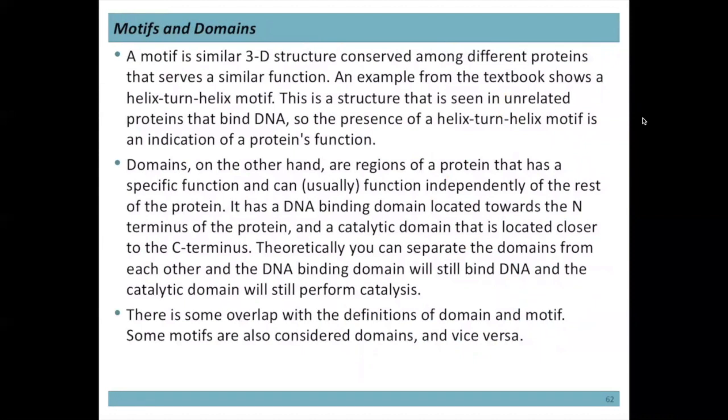I'll let you read this on your own if you want to, but it's really a description of the difference between motifs and domains. So motifs, again, are just structural features. Domains are actually functional.